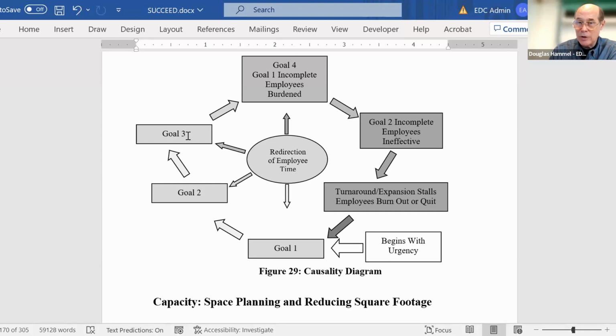We move on to a third goal, and as you redirect employee time from one goal to another, the goals begin to suffer. So by the time you get to goal 4, goal 1 is incomplete and employees feel burdened because they're now working on 4 things, but nothing is dropping off of their task list. When you get to the next step over here, goal 2 is incomplete, employees are ineffective, and your turnaround or expansion stalls, and sometimes employees will burn out or quit, and then you're right back where you started.